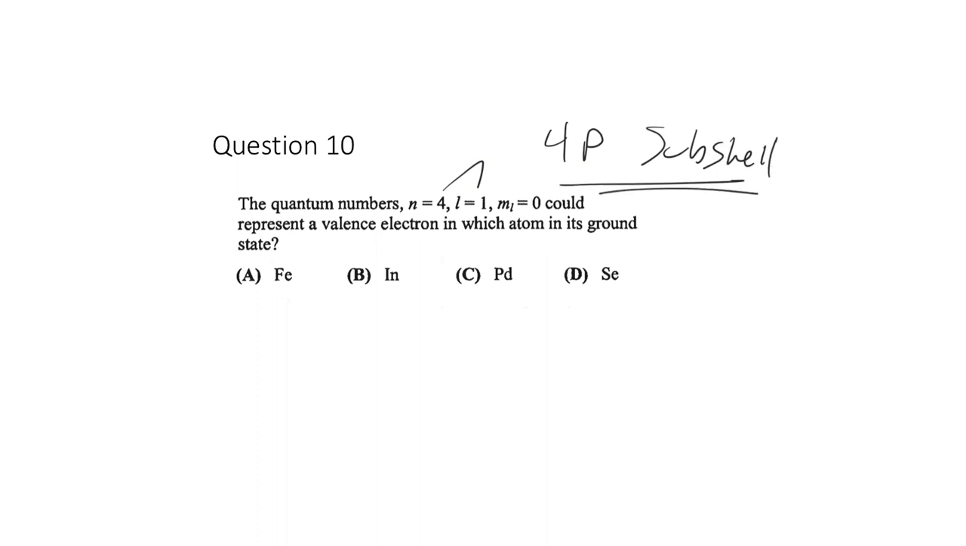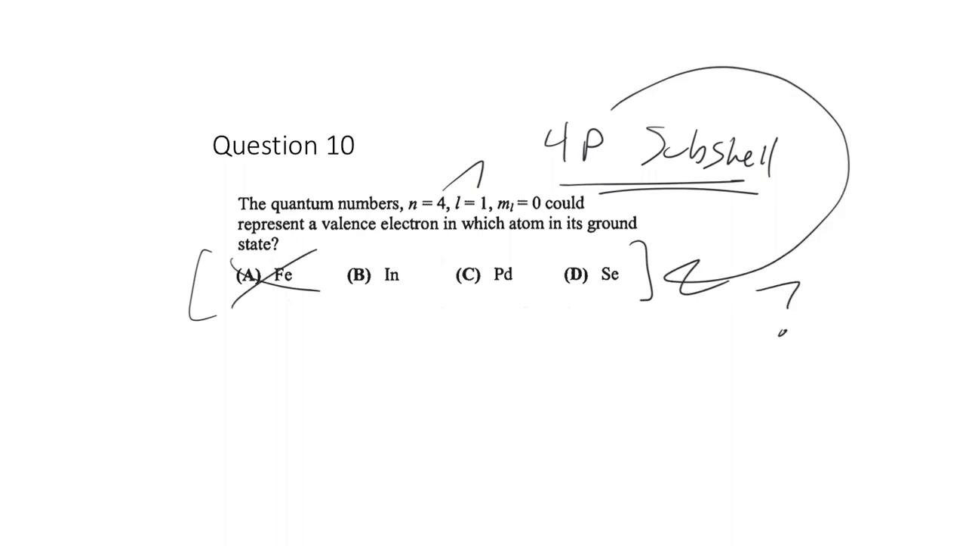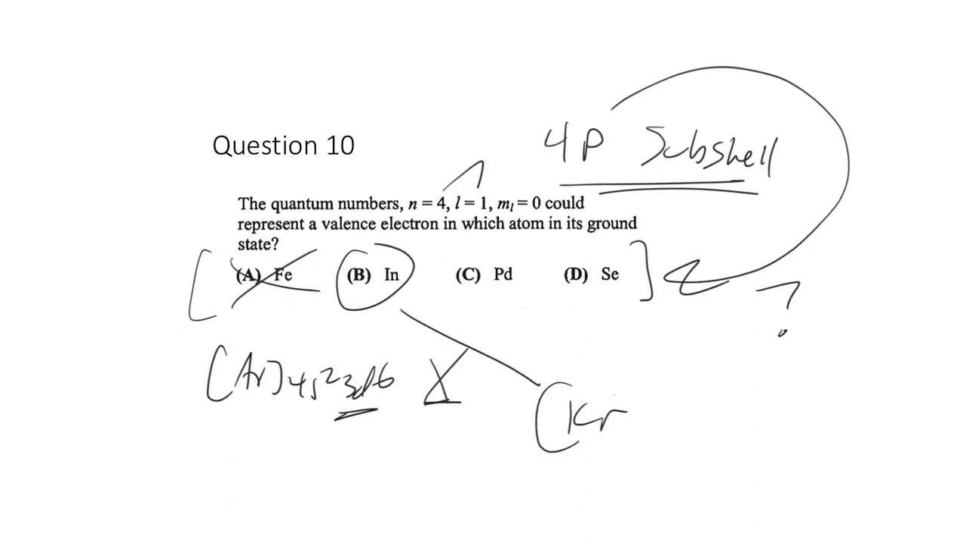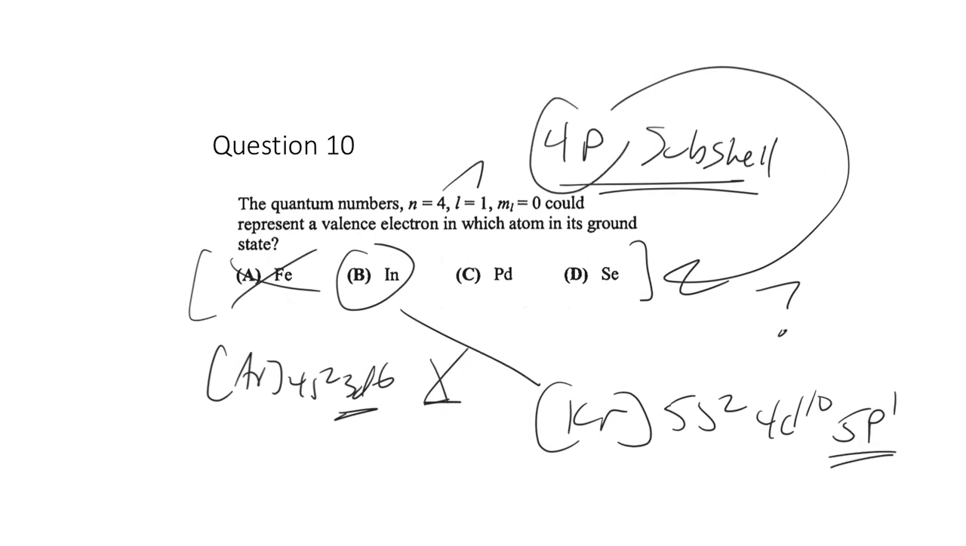And so the question is, which of these atoms here has a valence electron in a 4p subshell? Iron doesn't, because it's argon 4s2 3d6, so nothing into the p subshell yet. Indium is the next row down, so indium is a krypton 5s2 4d10 5p1. It's right below gallium in the boron group. And so it has an electron in a 4p subshell.